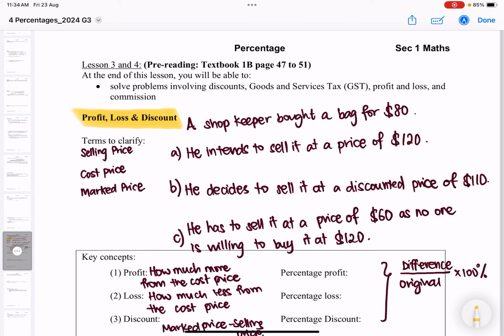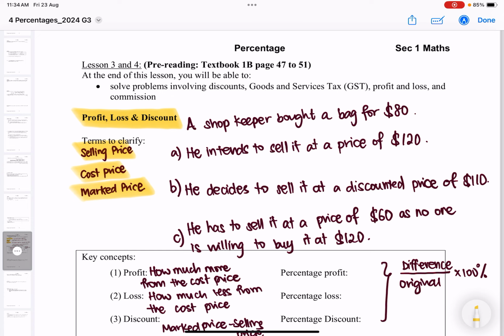So of course, we would know what is profit, loss, and discount, what these terms mean, as well as what selling price, cost price, and marked price refer to. I'll be using an example to demonstrate to you what these terms mean. So I've given you a context here. A shopkeeper buys a bag for $80. He intends to sell it at a price of $120.